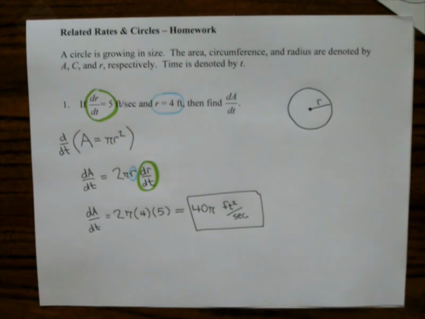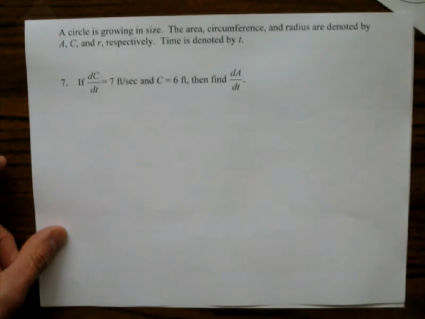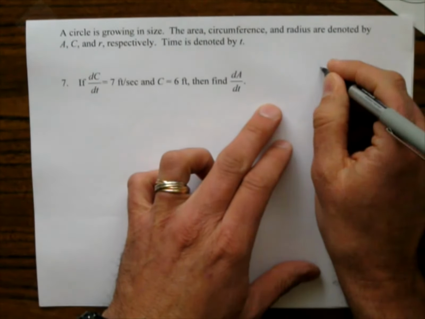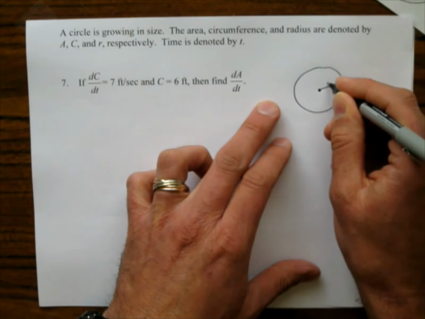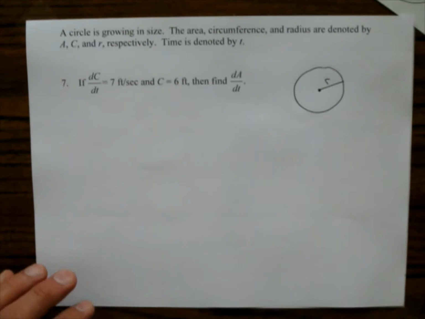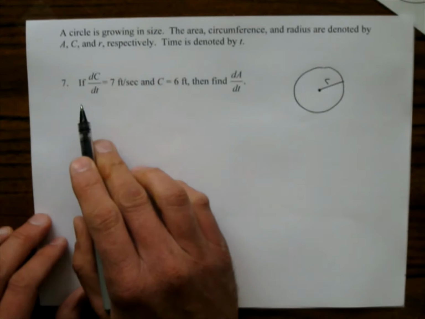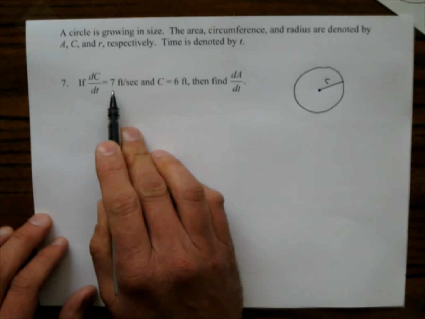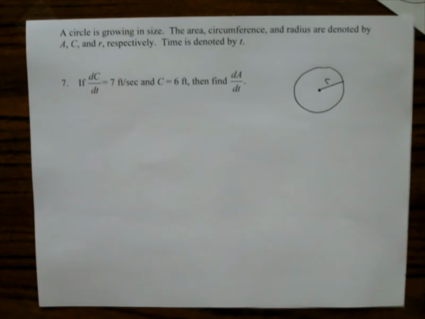Let's go ahead and do another one. Problem number 7. The same thing, a circle is growing. I'll draw the circle again. In size, the area, circumference, radius are denoted by A, C, R respectively. Time is denoted by T. We have dc dt, that's the circumference changing, is 7. Circumference is 6. And they want us to find dA dt.